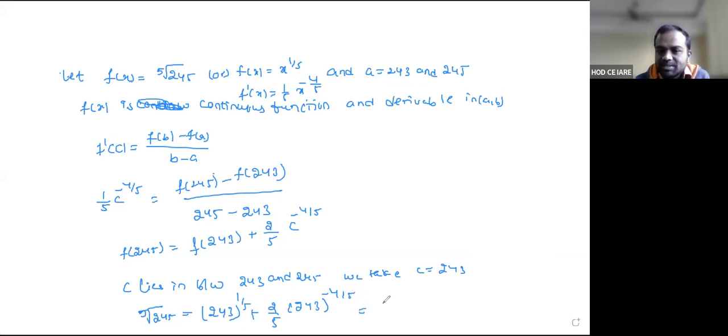243 whole to the power of 1 by 5 means 3, plus 2 by 5 into 81, which is 405. So we get the value 3 plus 2 by 405, which is approximately 3.0049. This is the value of the fifth root of 245. Okay, clear ma?